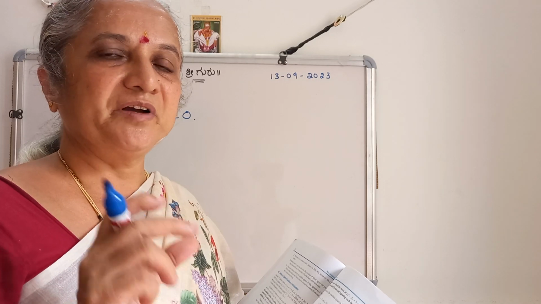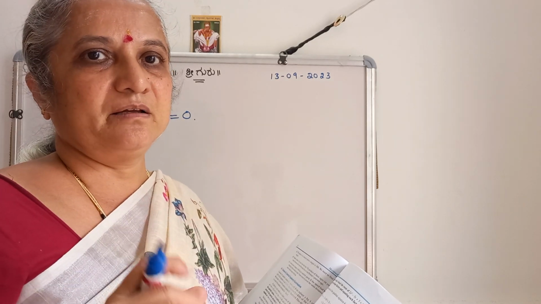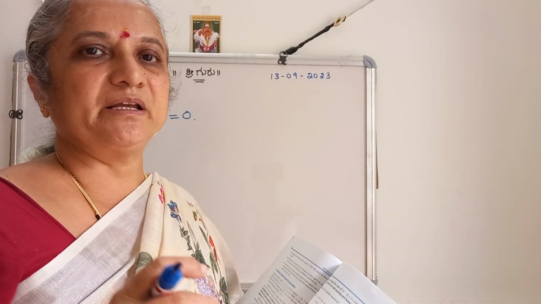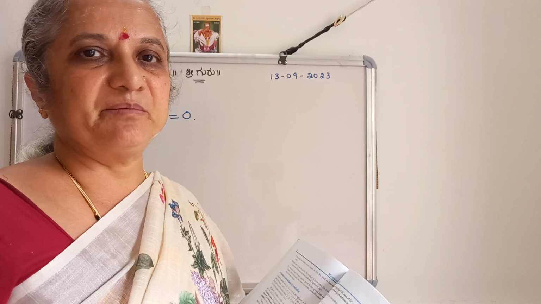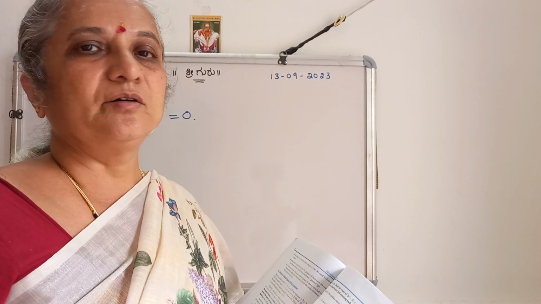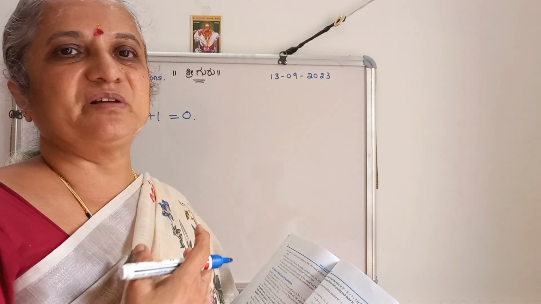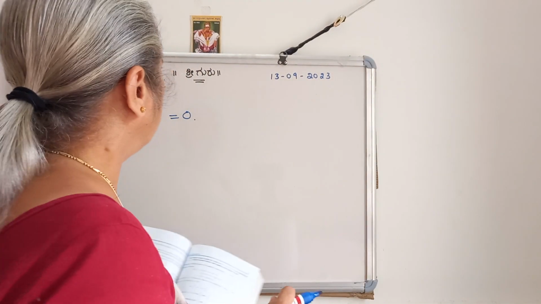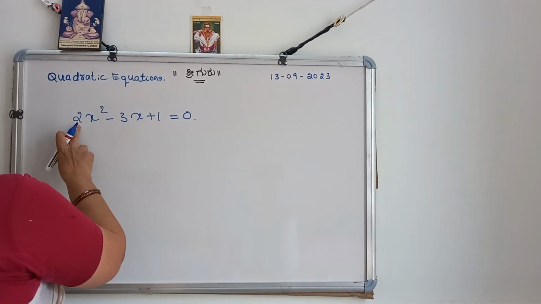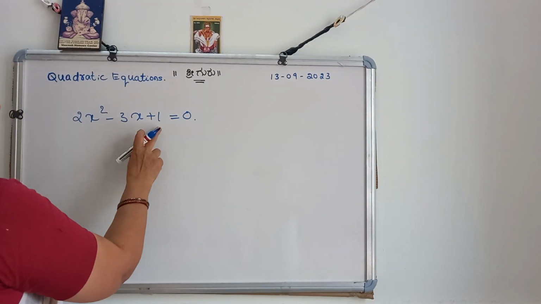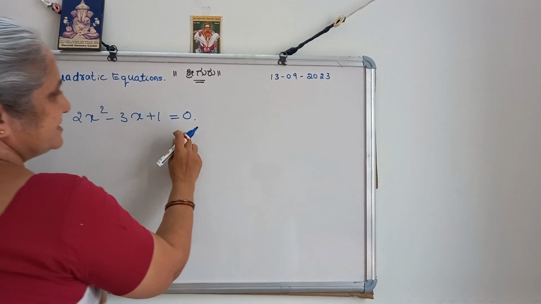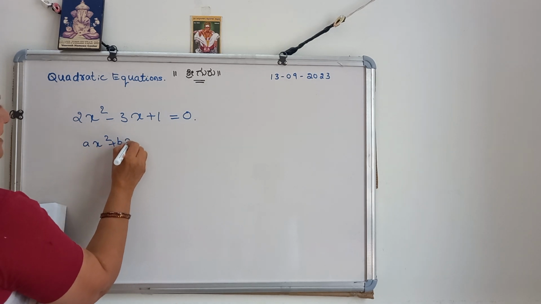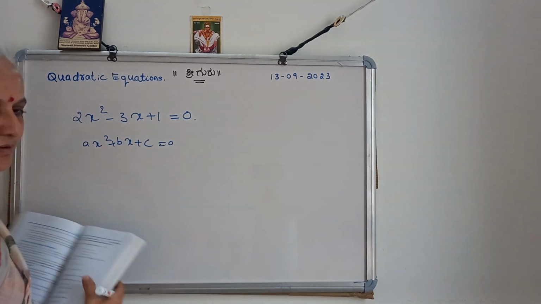We'll use that method of splitting the middle term. First method, whether each term has any common factor, or the grouping method, or using the identity, or splitting the middle term. Here we use the method of splitting the middle term. What is it? We have to consider the coefficient of x square and the constant term. This is in the form ax square plus bx plus c is equal to 0.